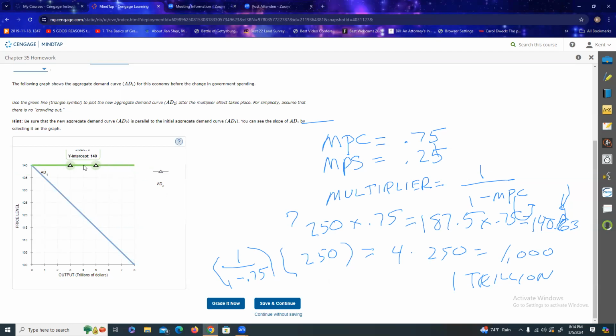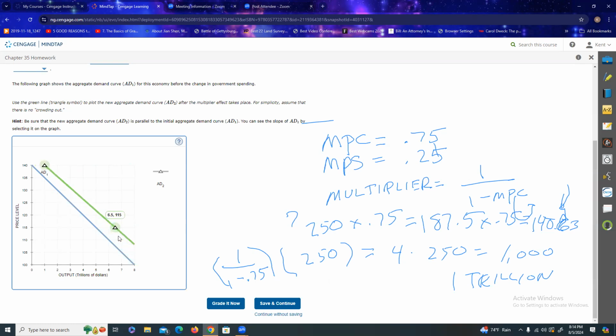So let's get that in here. Okay. There we go. Okay, let's see. We got it from there to there, 1 trillion. Got to make sure we have the same slope. Okay, so it's 1 trillion more at each spot. So there's the shift in aggregate demand right there. So we got it.